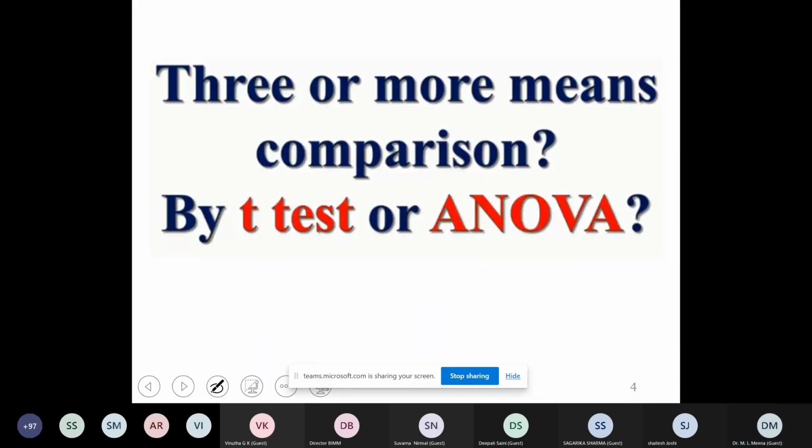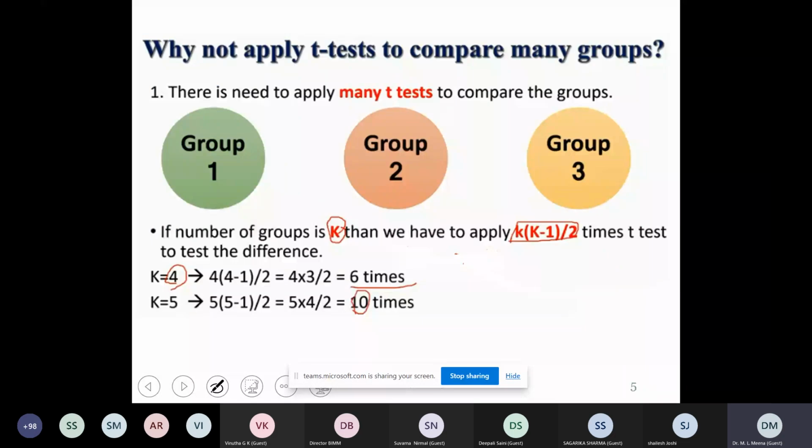So it is clear. ANOVA and t-test, the basic comparison between t-test and ANOVA, which method is more appropriate. So for comparing three or more means, t-test or ANOVA? We will discuss one by one. Why not apply t-test to compare many groups? Then we will use ANOVA.